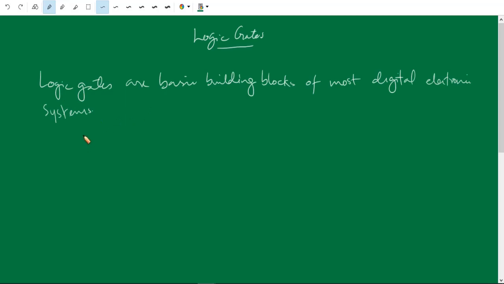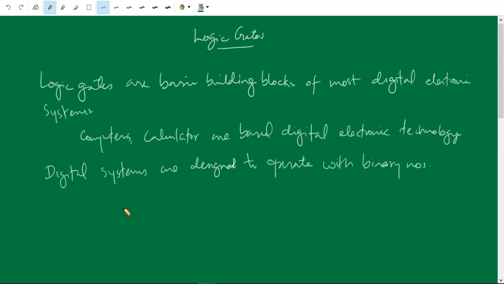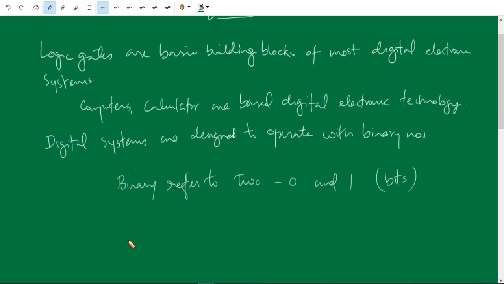The present-day computers, calculators, etc. are based on digital electronic technology. Digital systems are designed to operate with binary numbers. Binary refers to 2, so only two digits are there in the binary number system, that is 0 and 1. These are called bits. Digital systems are designed to operate with this binary number system.